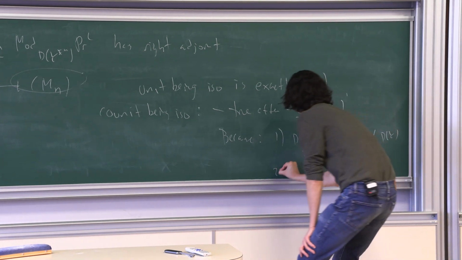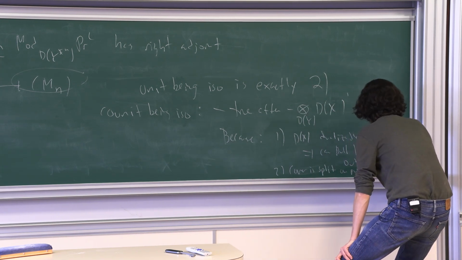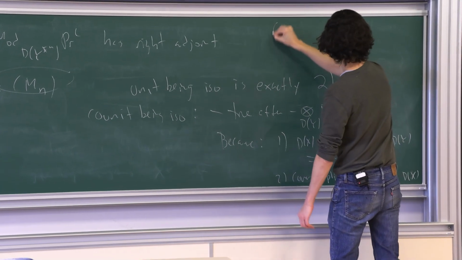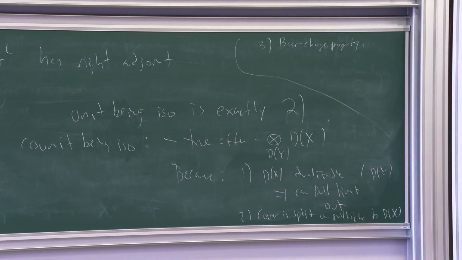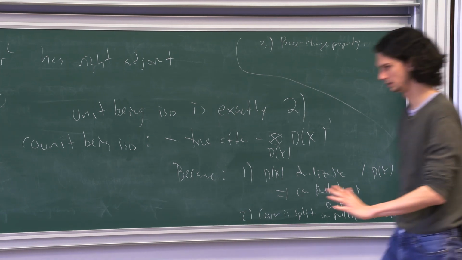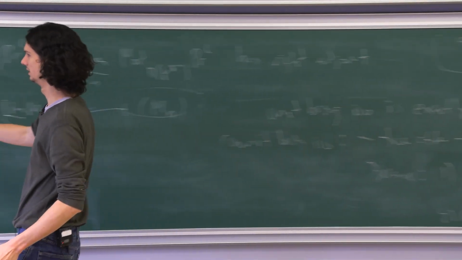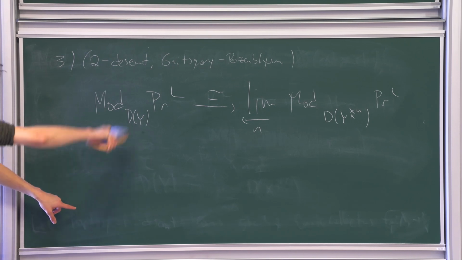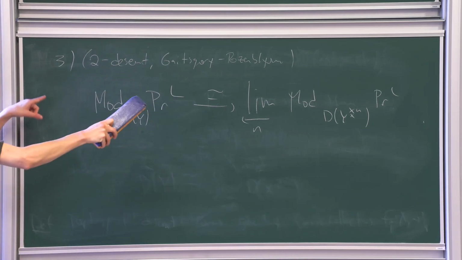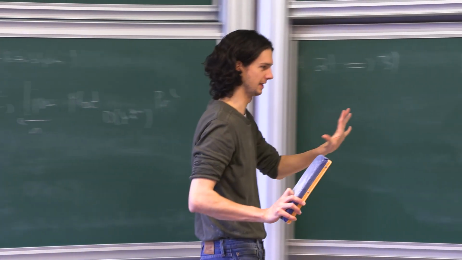And then 2, the cover is split on pullback to D of Y, or D of X. And then 3, there's an obvious base change property. Base change property, you mean? Yeah, I mean that the right adjoint, say from mod D of Y PRL, you have a pullback functor to mod D of X PRL, and then you have the right adjoint, which is the forgetful functor, and that forgetful functor commutes with base change, where base change means push out in C-alg PRL. So it's just purely algebraic base change.